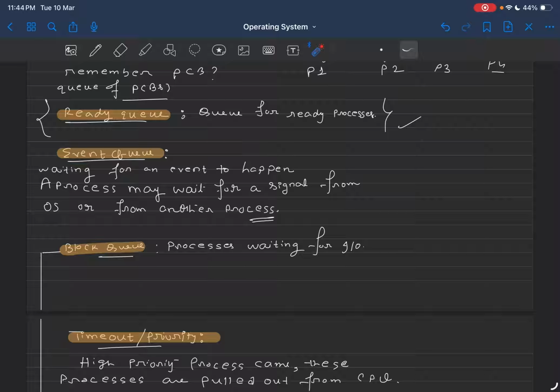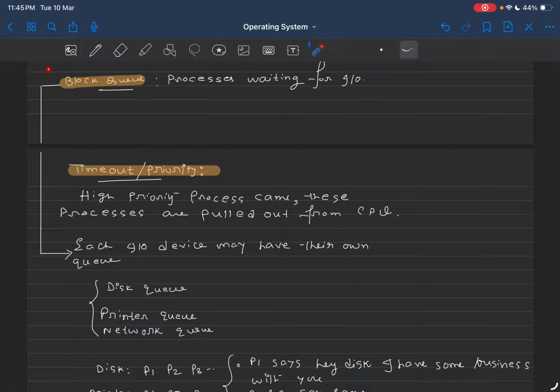And what do I mean by that event? By that event, I'm trying to mean one process may wait for some signal. It might be from some other process or it might be from the operating system. So such processes make a queue and that queue is called the event queue. I hope the event queue is clear as of now. We will be seeing it in much more detail in the synchronization chapter, and then we will understand what I mean by this event.